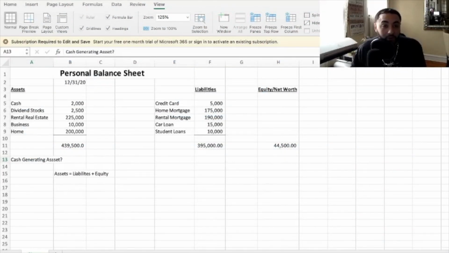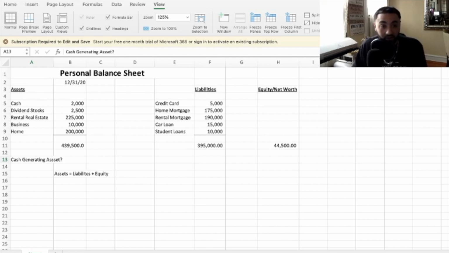Here I have a personal balance sheet that I just made up. We'll go through it, but you'll get the point. The first thing I wanted to mention about a balance sheet that I forgot to mention in the previous part of this video is that a balance sheet is at a point in time, and it shows financial strength at that point in time. The balance sheet changes every day.